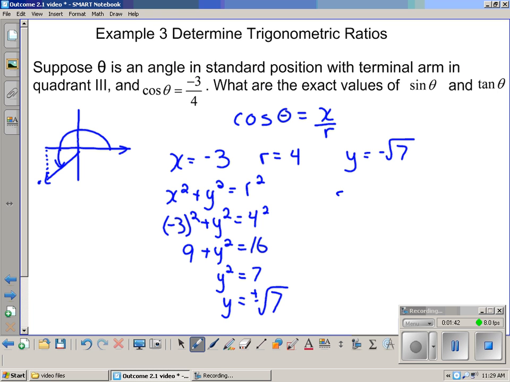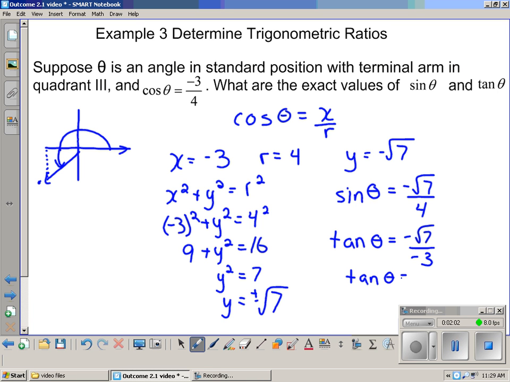Now we can find our other two trig ratios. So the sine of our angle is equal to y over r, so negative root 7 over 4. And tangent of theta is y over x, so negative root 7 over our x value, which is negative 3. Because we have the two negative signs, we end up with just root 7 over 3.